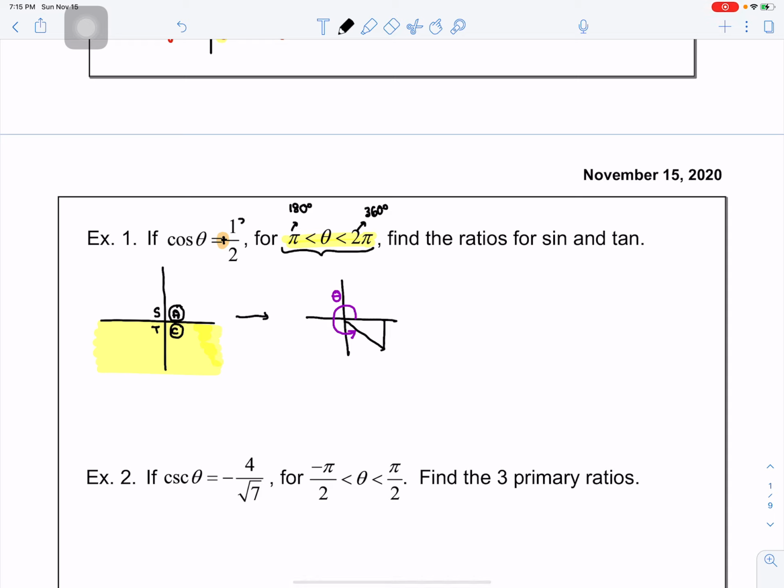Now I draw my reference triangle. My x value is 1, my r value is 2, so this is going to be a 1. My r value is going to be a 2. I need to solve for my y variable. So I'm going to use Pythagorean theorem because this is a 90-degree angle. 2 squared is equal to 1 squared plus x squared. 4 is equal to 1 plus x squared. X squared is equal to 3, and then I want to solve for x. So when I square root both sides, I need to remember to do plus or minus.